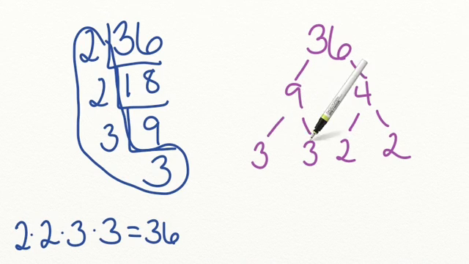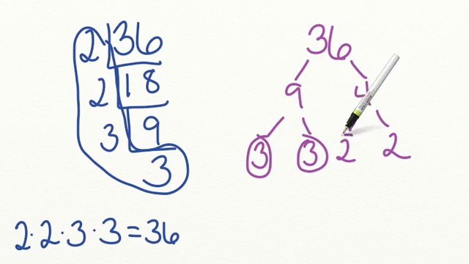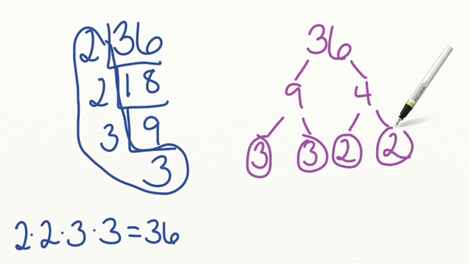Once you reach prime numbers at the bottom of your factor tree, you're going to circle them. And that means that you are going to stop. You're not going to break these numbers down even further.